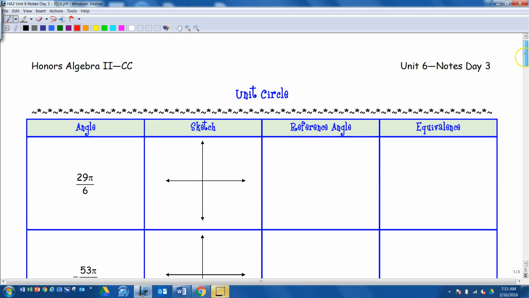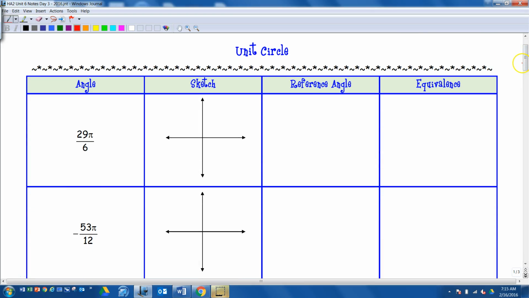Alright class, today we're going to talk about the unit circle. First we're going to do some quick review problems. 29 pi over 6, it's a positive angle, so we're going to go counterclockwise. And then I'm going to go in terms of pi, so that's 6, 6, 12, 18, 24. 30 would get me all the way to the next line, so we want to go right before that to 29 pi over 6.